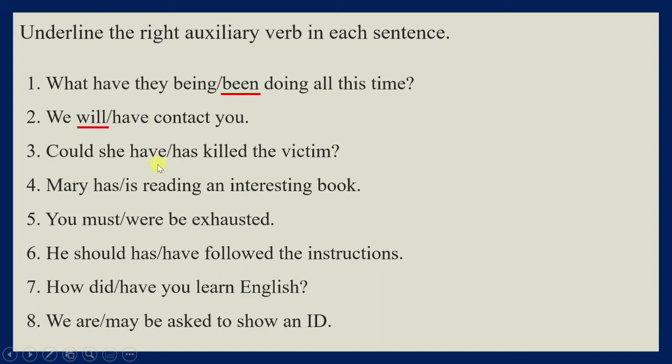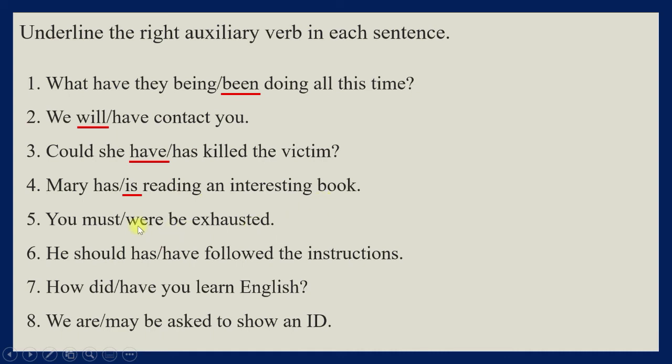3. Could she have or has killed the victim? We have two auxiliary verbs in here, and because our auxiliary verb 2 is following another auxiliary verb could, and this auxiliary verb is a modal verb, so this needs to be in base form. So have is the answer, and the following verb is in past participle form because it has been determined by this auxiliary verb. 4. Mary has or is reading an interesting book. Because our main verb is in ing form, definitely has cannot be our auxiliary verb, and is our auxiliary verb.